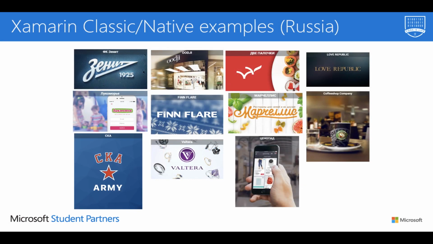And these are Xamarin examples in Russia. These companies are more or less really popular. The top left is a football team, one of the biggest football teams in Russia. The lower left is one of the top hockey teams in Russia, and there are some coffee shops, some shops, and most of them are shops.